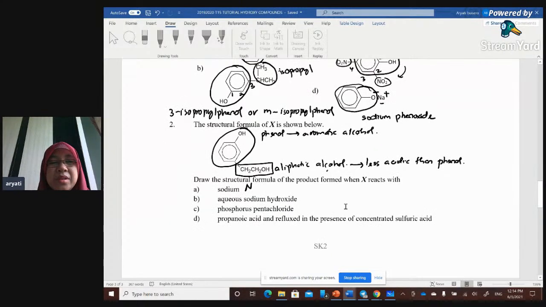Yes. So I will continue discuss tutorial question number two. So sorry nampaknya tulisan saya lagi teruk daripada lain. Okay. Question number two, the structure for X reacts with sodium. So sodium metal. Okay.